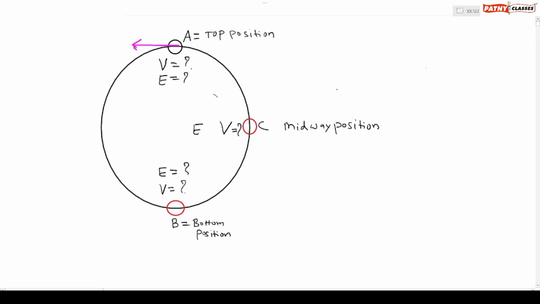So, at the topmost position, point A, the linear velocity is v1. At point B, the linear velocity is tangential to the circular path. Let us call it v2. And the linear velocity at point C, let us call it v3. We need to find the expressions for v1, v3, and v2.